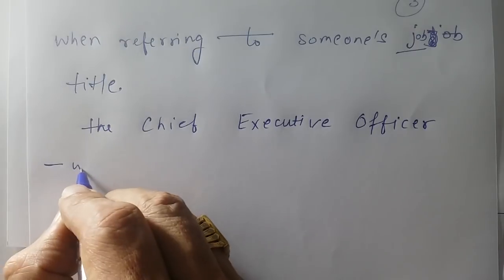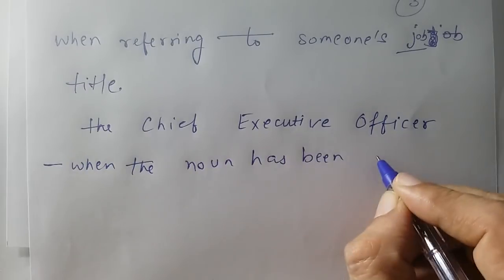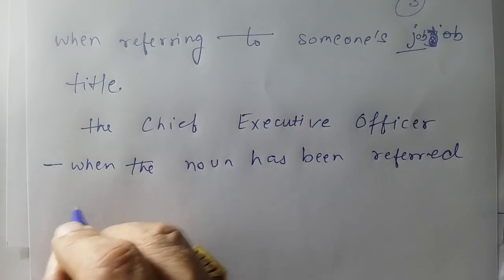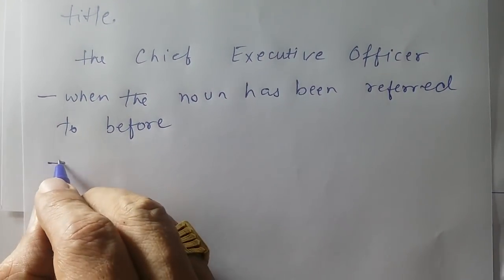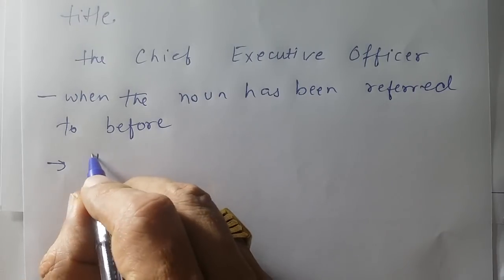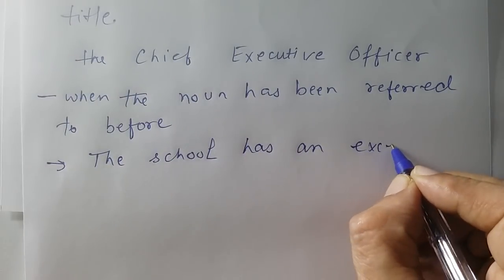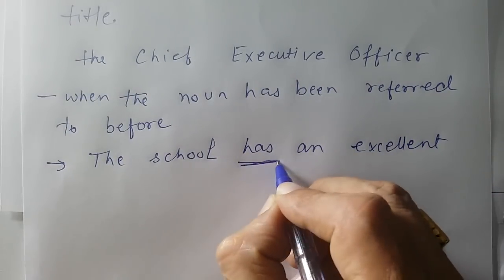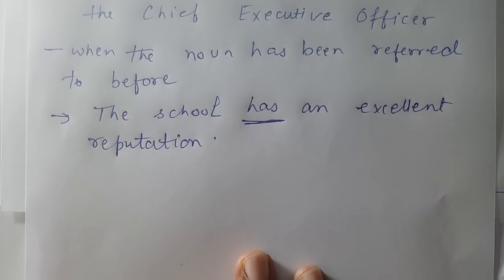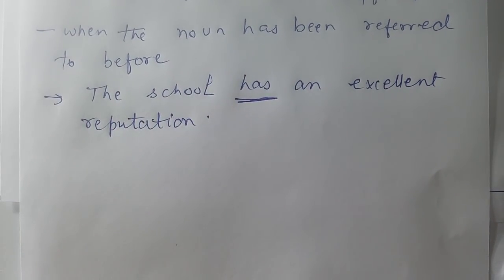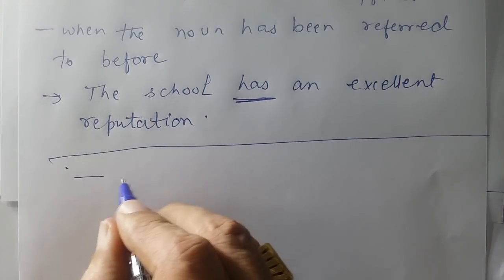And when the noun has been referred to before, I think you are trying to get me why you are losing marks or bands in writing. This is the reason. The school has an excellent reputation. It means still it has an excellent reputation. Above all, the main thing here, with superlative degrees.